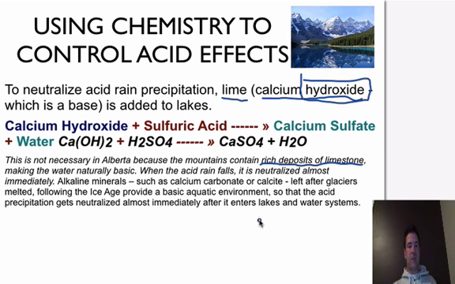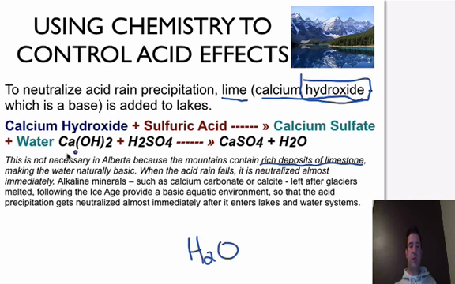So we have these alkaline minerals such as calcium carbonate or calcite that's left after glaciers have melted, like maybe following the ice age, and they basically provide a basic aquatic environment so that the acid precipitation is going to get neutralized almost immediately after it enters the lake and water system, because we actually find some of this calcium carbonate that makes its way down into the lake beds, and when that acid rain meets it, it's going to neutralize the solution and form H2O.